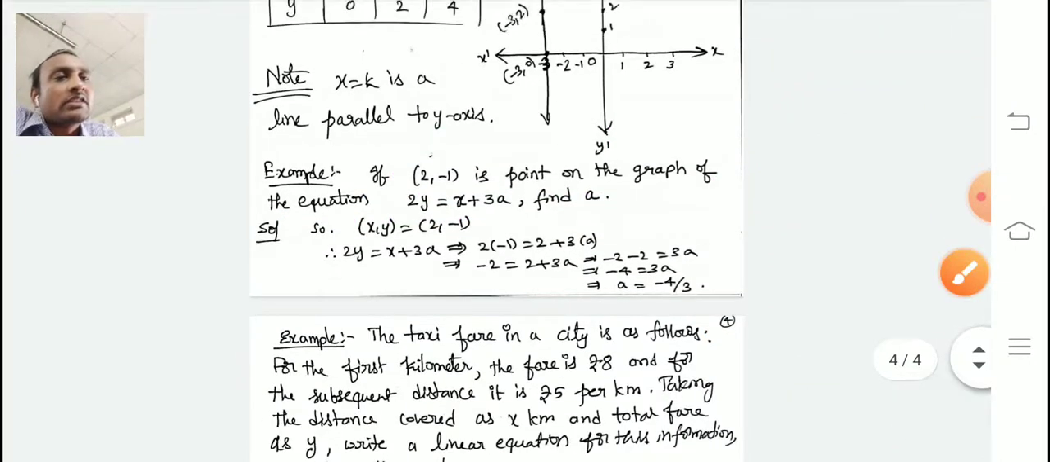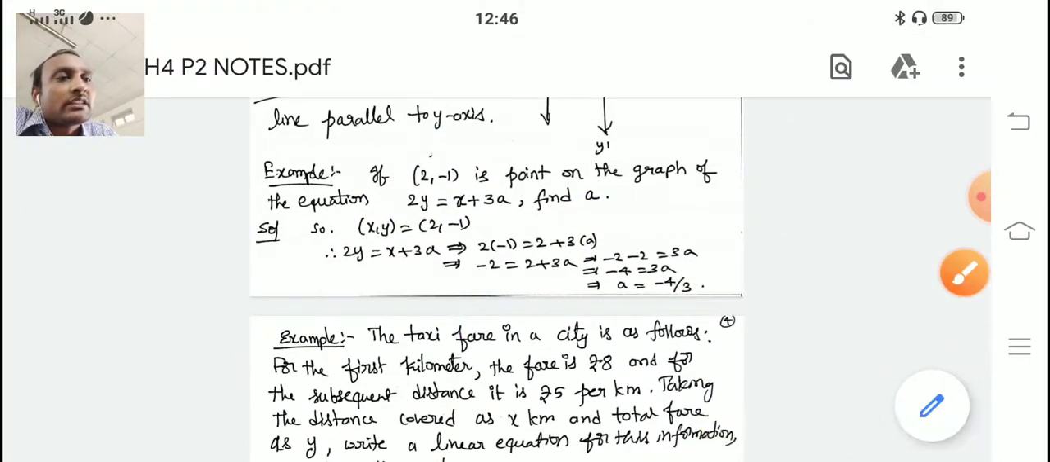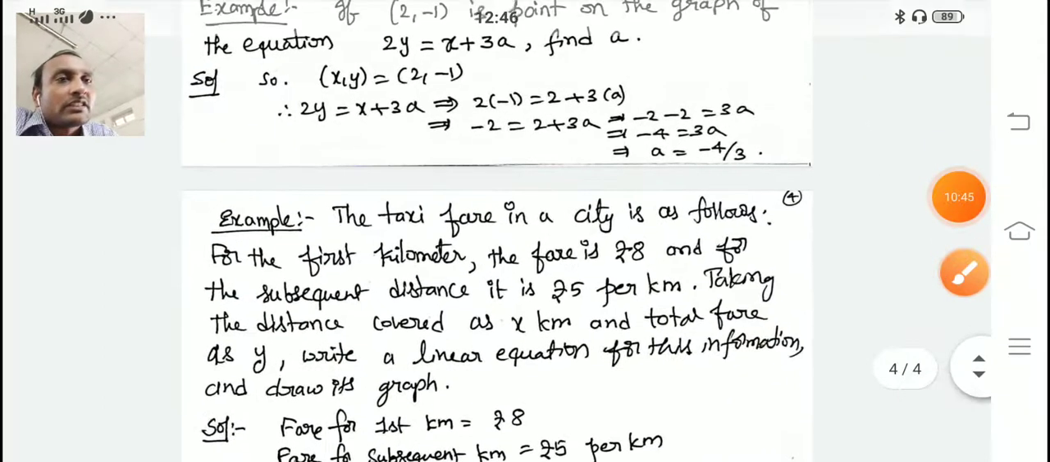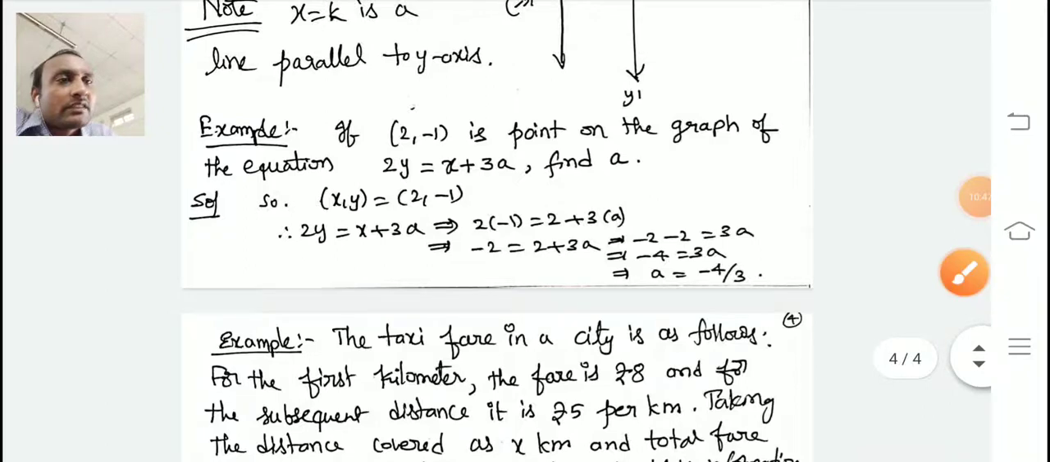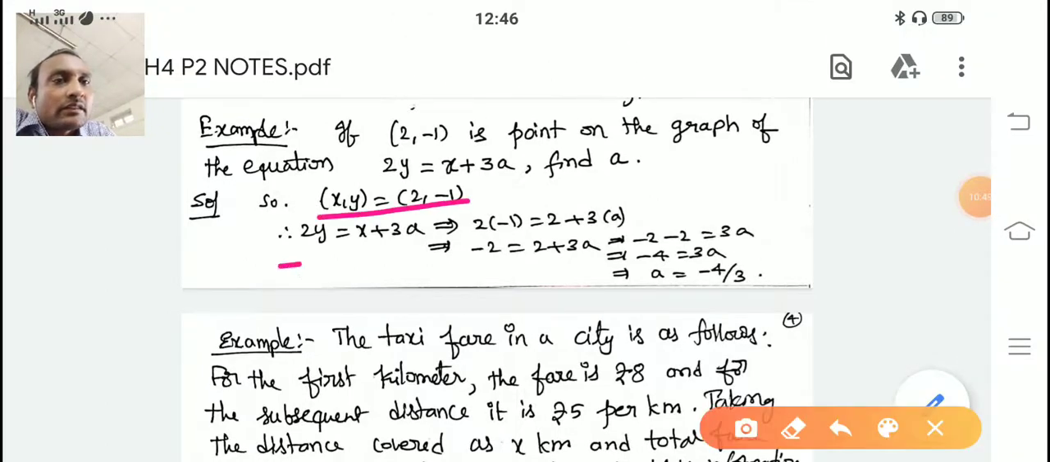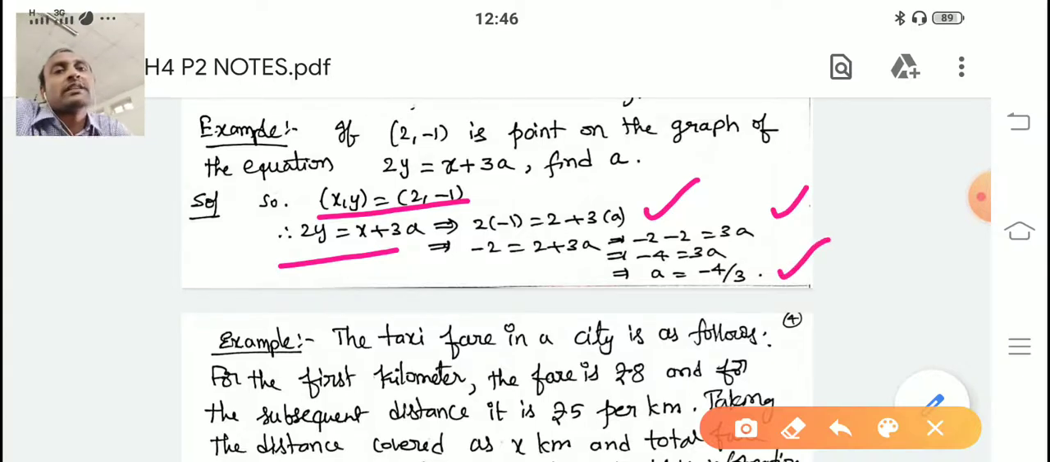Substitute x = 2, y = -1 in this. Then what happened? So that you get the equation, and you solve for a, you get a = -4/3. Why are we substituting? Because it is a solution, and a solution must satisfy the equation, right.